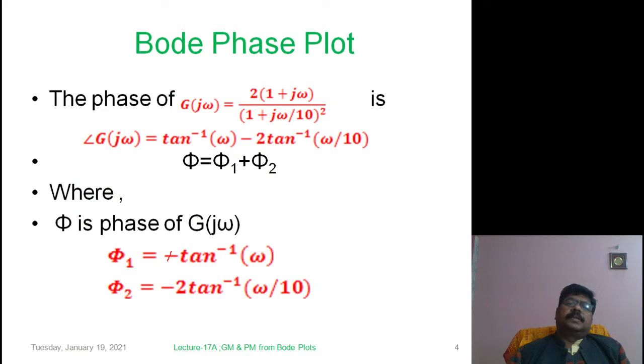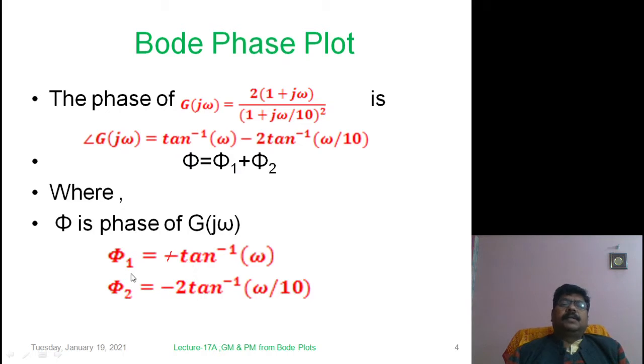Now the phase plot will be drawn knowing the phase angle contributed by each factor. So this is the advantage of the Bode plot, since we can see the magnitude as well as the phase contributed by each factor of the transfer function. The angle contributed by 1 plus j omega will be tan inverse omega, while the angle contributed by 1 plus j omega by 10 whole square will be minus 2 tan inverse omega by 10. So the net angle, say it is phi, will be the sum of phi 1 plus phi 2.